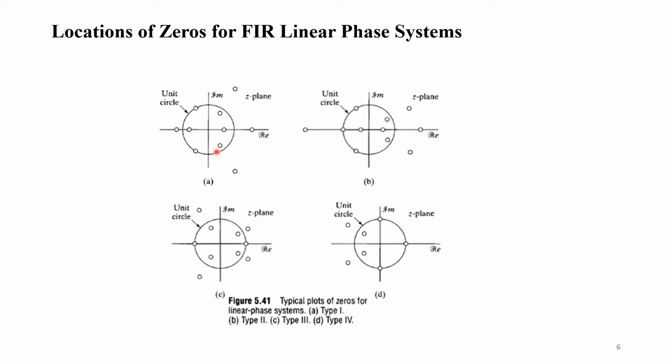So in A and B shown are the typical zero locations for type 1 and type 2, whereas shown in C and D are the locations of zeros for type 3 and type 4. These constraints on the zeros are important in designing FIR linear phase systems, since these impose limitations on the types of frequency responses that can be achieved.